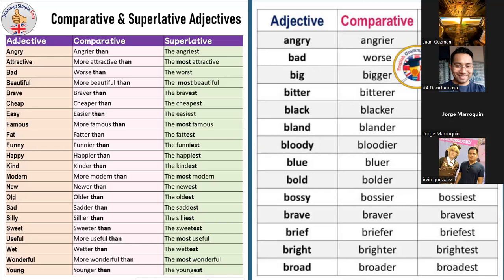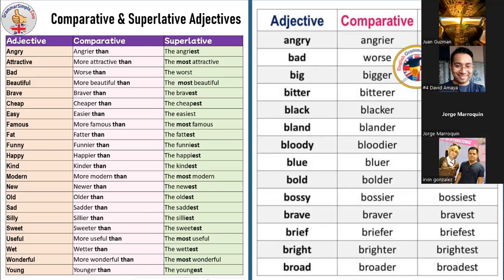Famous, more famous. Very good. I don't hear David. Your microphone is on mute, David. Fat, fatter. Oh, sorry. Fat, fatter. Very good. Excellent.